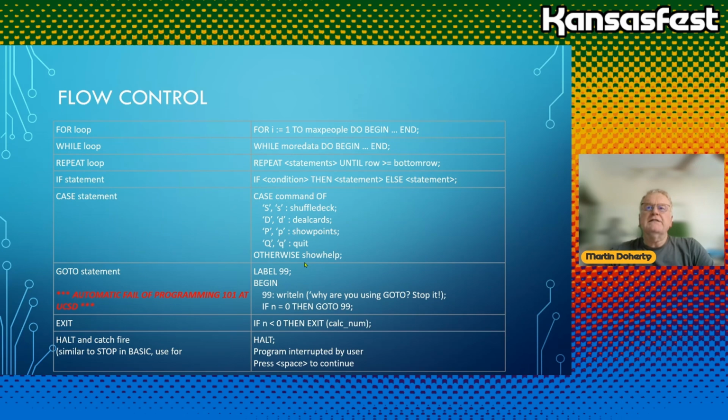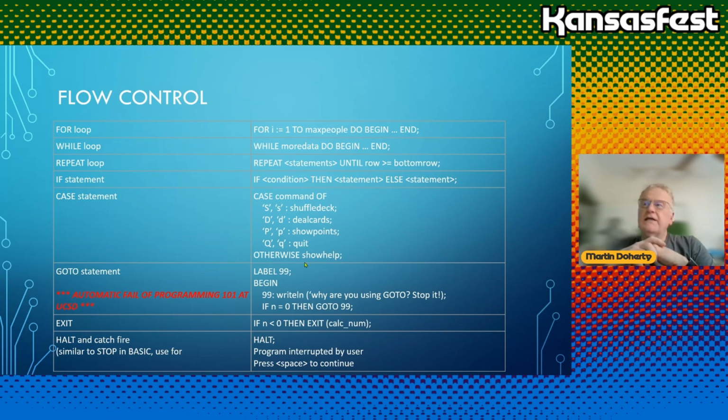Flow control statements, just like Basic, you've got a for loop. For I equals 1 to 10, do something. But you don't have a next statement. Instead, if you've got a bunch of statements, you just put a begin and an end around those statements, and it will just loop that entire block of statements.